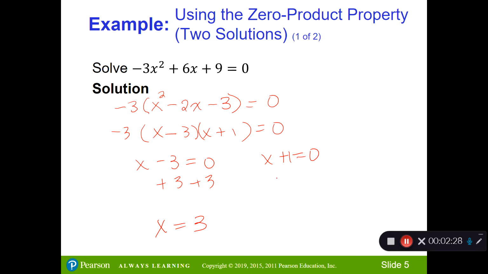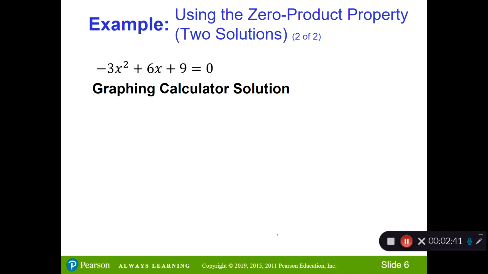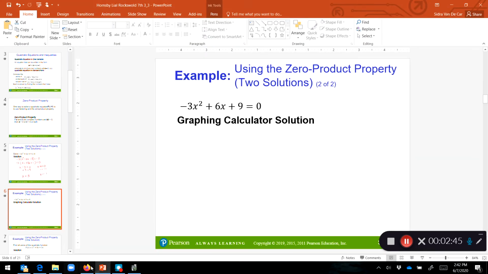x equals 3, and x equals negative 1. So my two solutions are at 3 and negative 1. Or equivalently, those are the zeros of the function. Now, what do I mean by those are the zeros of the function? I can find them on my graphing calculator.